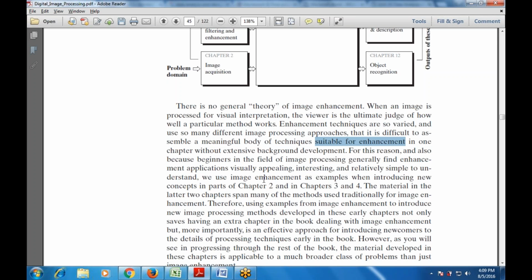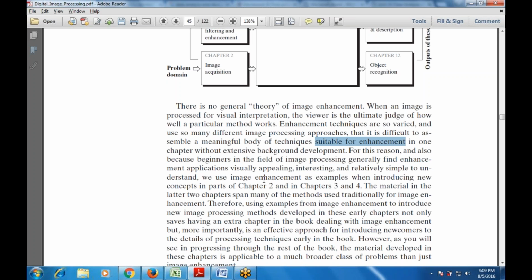That means whatever suitable enhancement is acquired is used for the enhancement in this chapter without any extensive background development. So there is no extensive background development for this technique, and for this reason beginners in the field of image processing generally use enhancement applications, which are appealing, interesting, and relatively simple to understand.